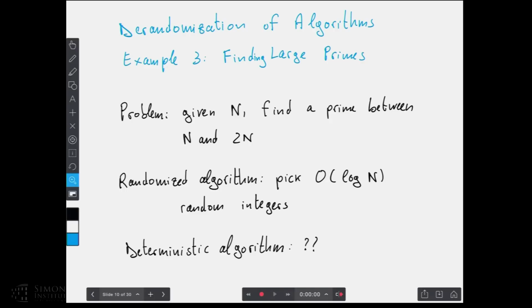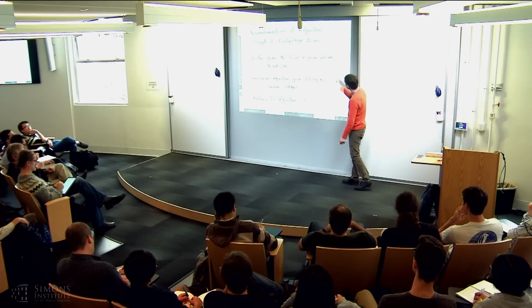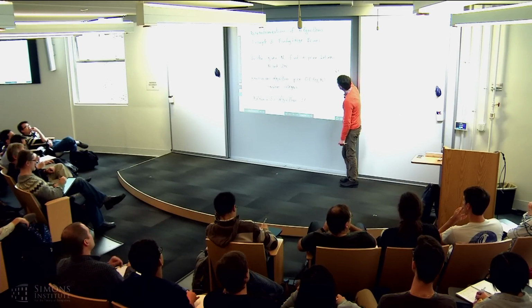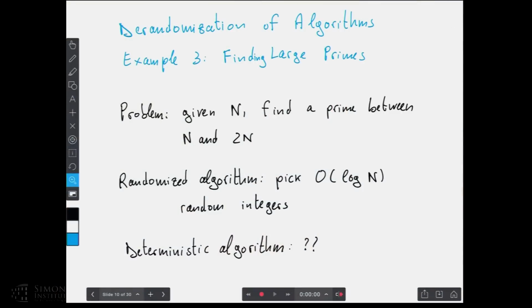So here's a problem we have no idea how to solve. I think it was a candidate polymath problem at one point. Let's say we are given a large integer n. We want to find a prime between n and 2n. Here's a randomized algorithm for this problem. Just pick numbers at random in the interval n to 2n until you get a prime one. By the prime number theorem, on average, that will take order of log n time until you find one.